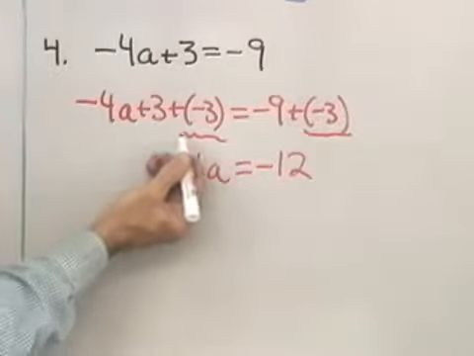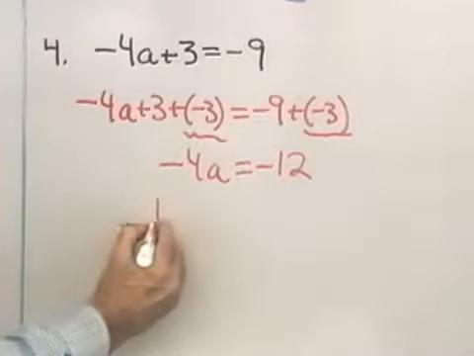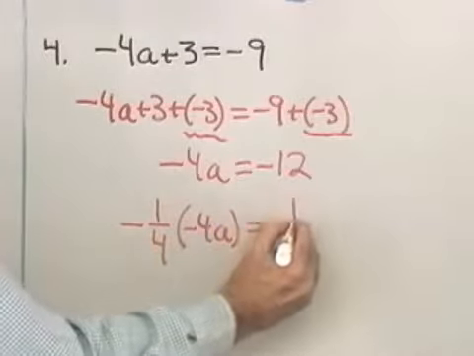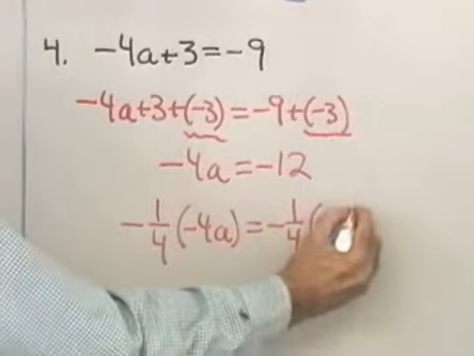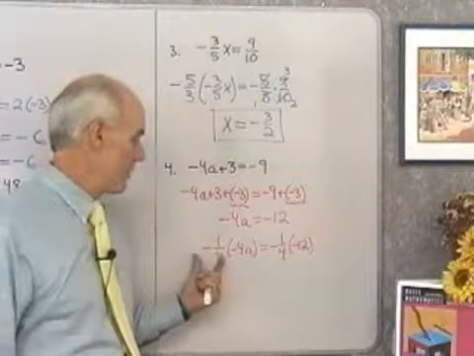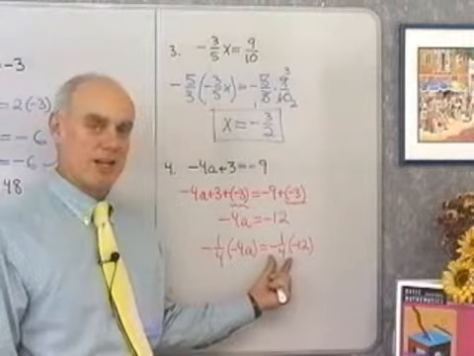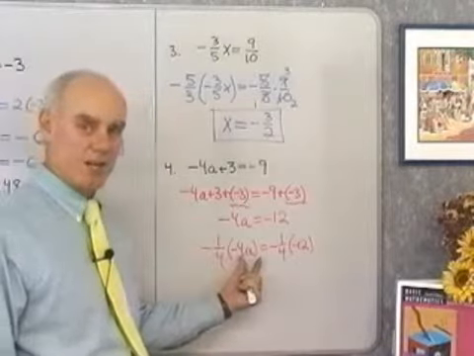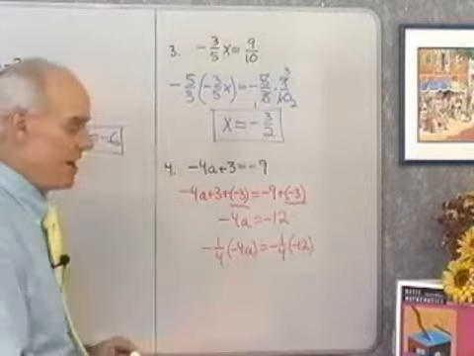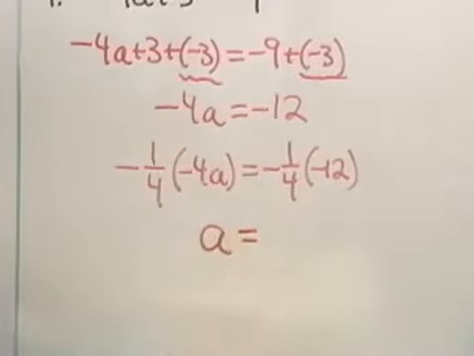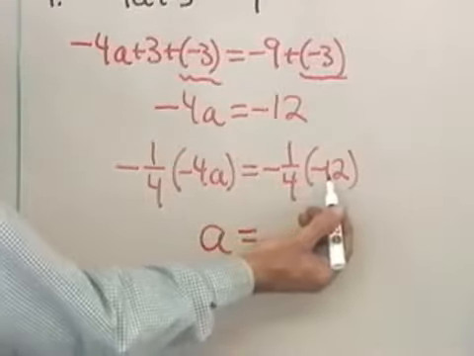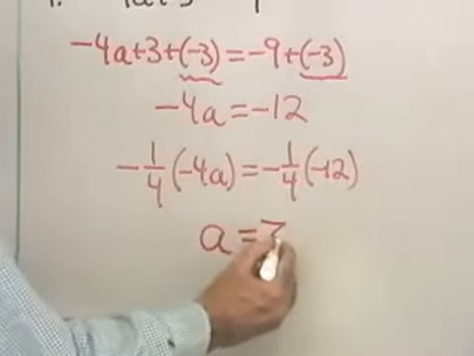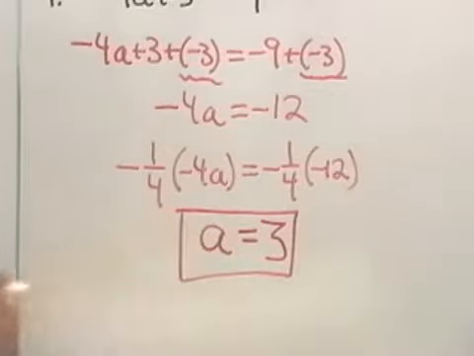Next, I'm going to multiply both sides by the reciprocal of -4. So -1/4 times -4a is the same as -1/4 times -12. Whatever I multiply the left side by, I multiply the right side by that exact same thing. I know I'll never change that solution set. Now, -1/4 times -4 is 1 times a is a. So I end up with a on the left side, that's what I wanted, and -1/4 times -12, a negative times a negative will be positive, and 1/4 of 12 is 3. So I end up with a equal 3.